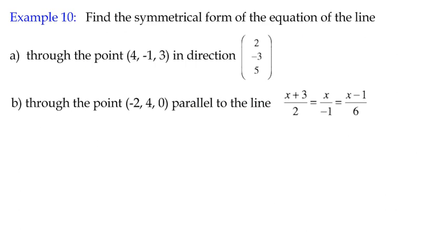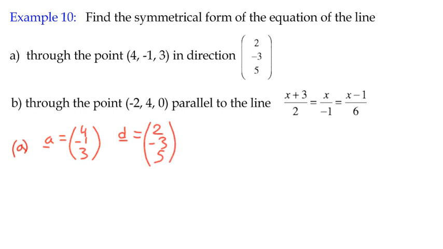Here's an example. There's a few parts to it. Find the symmetric form of the equation of the line. So we've got two different ones. We've got a point 4, negative 1, 3. I'm going to call that A for the first example: 4, negative 1, 3. And we need a direction vector, and we're given it very explicitly. We don't have to do any work here, nice and easy. We've got A and we've got D.